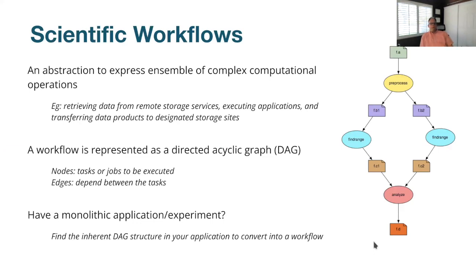So let's talk about scientific workflows first. Scientific workflows are generally represented as a DAG. And so the question is then, what's a DAG, a directed acyclic graph? If you go back to your math classes, a DAG is a graph that doesn't have any cycles in it.